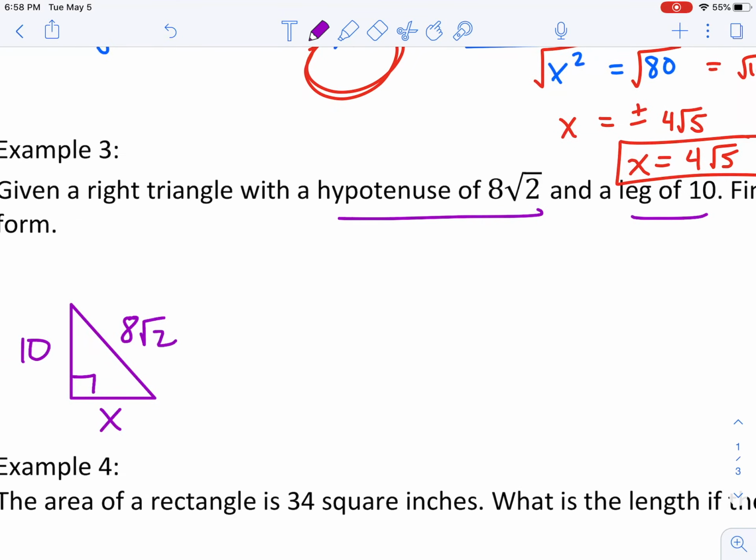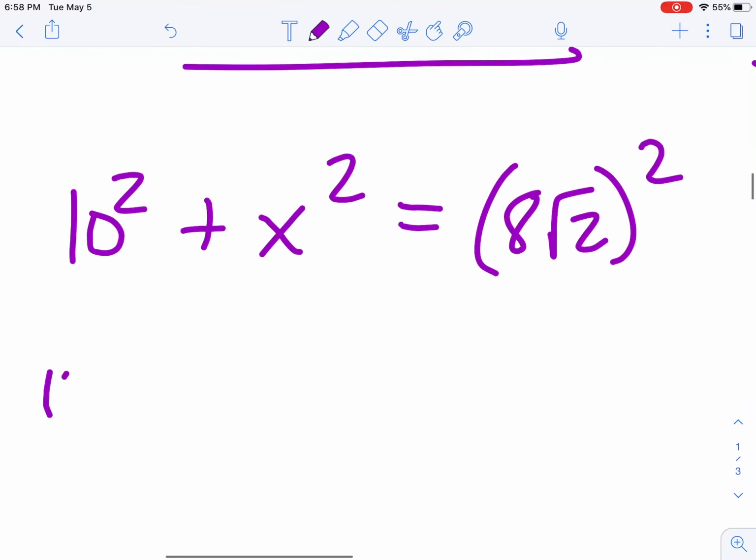All right. So again, we're going to use a squared plus b squared equals c squared. So one leg squared plus the other leg squared equals the hypotenuse squared. So 100 plus x squared equals, well, this means that I'm squaring everything inside the parentheses. So that means 8 squared. What is 8 squared? It is 64.